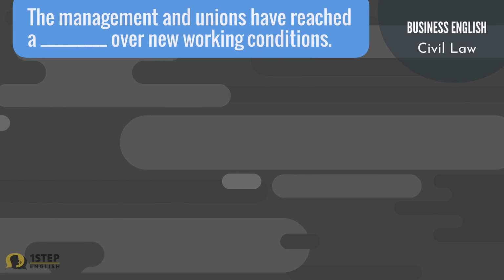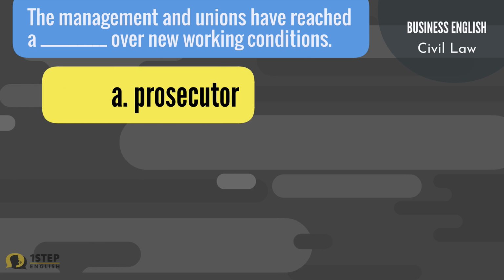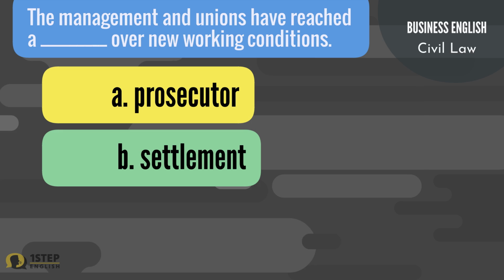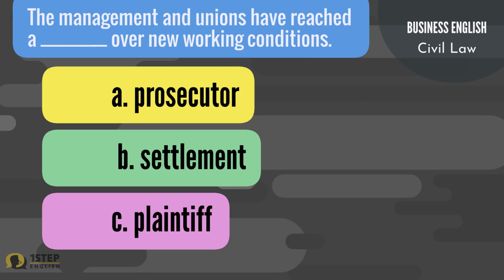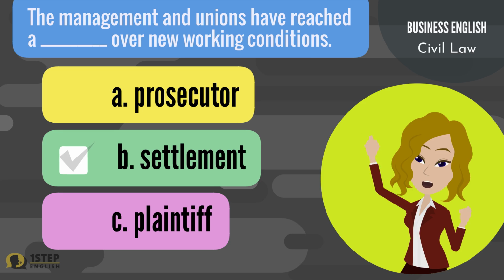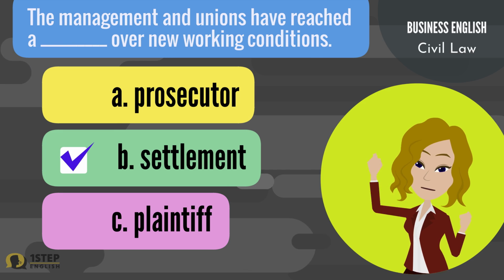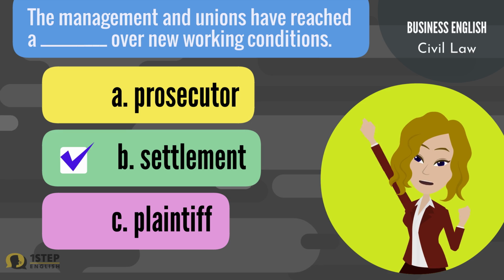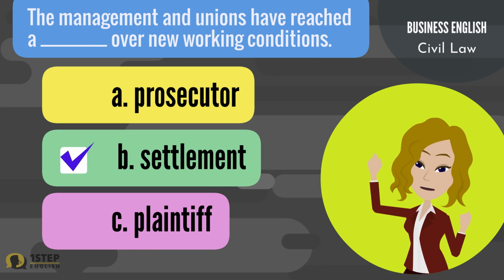The management and unions have reached over new working conditions. Letter A. Prosecutor. Letter B. Settlement. Letter C. Plaintiff. The correct answer is letter B. Settlement. The management and unions have reached a settlement over new working conditions.